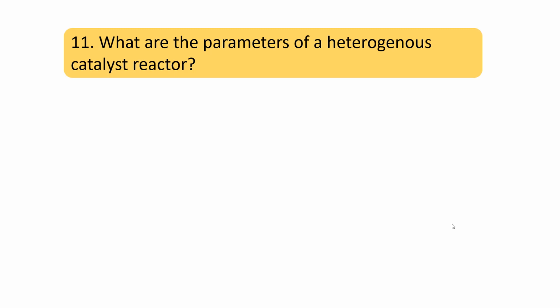So what are the parameters of a heterogeneous catalyst reactor? There are 5 parameters. The first one is the number and the kind of phases. That means in case of heterogeneous catalyst, the catalyst is solid, of course, but in the reaction the reactants may be in gas phase or liquid phase, and the product also may be in gas phase or liquid phase. So first we have to take care of the number and kind of phases, whether it is gas, whether it is liquid phase reaction. We have to notice that, and we have to know the volume fraction of the individual phases. This is the first parameter of a heterogeneous catalyst reactor.